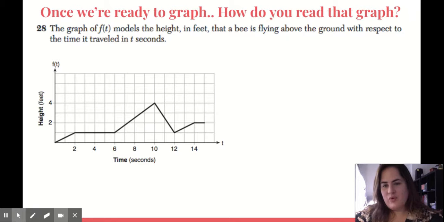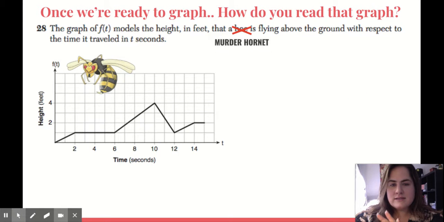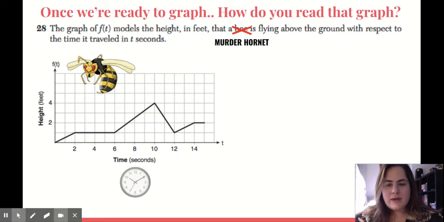Okay, the graph of f of t models the height in feet that a bee is flying above the ground with respect to the time it traveled in t seconds. So bees are so out this year. Let's say instead of a bee, it's a murder hornet. Let's look at what we have here.